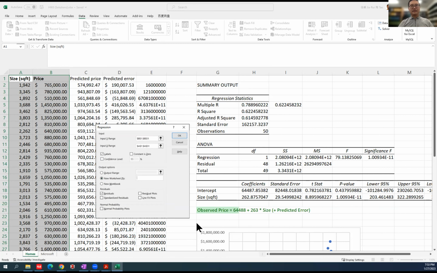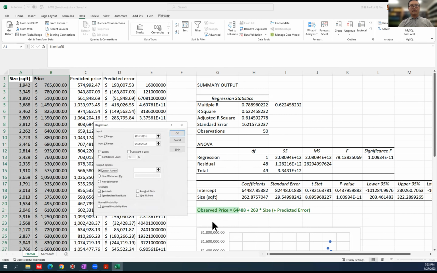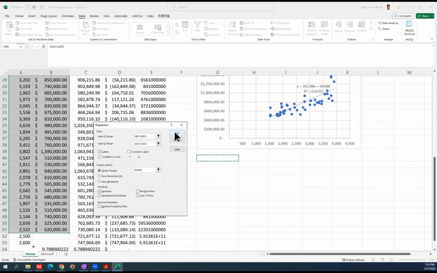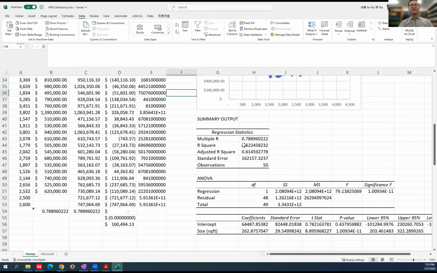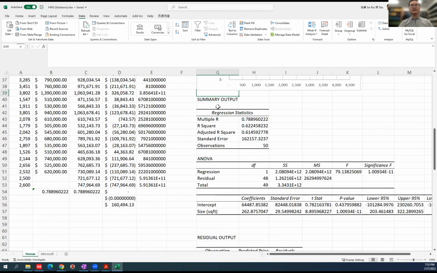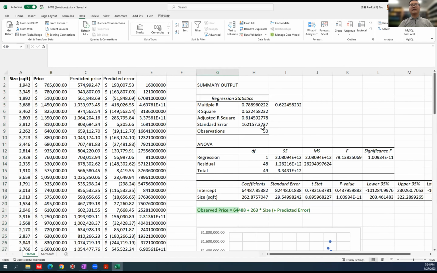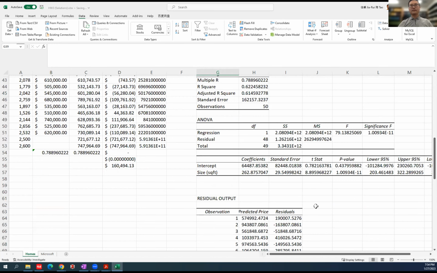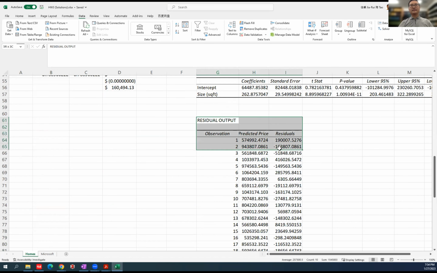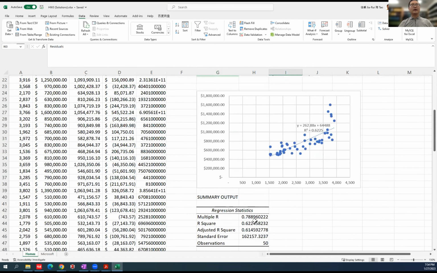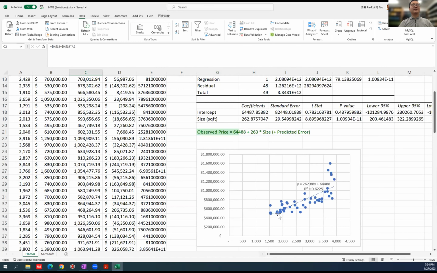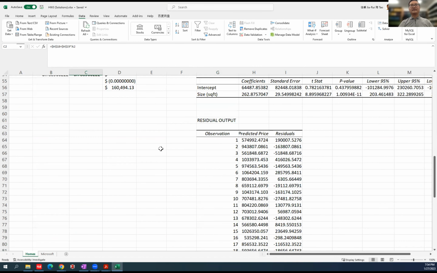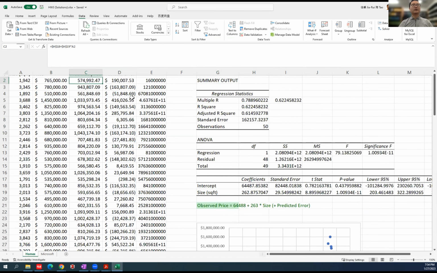So I'm going to generate another regression table on the same sheet. Okay. So as you can see, I generated another regression output, which exactly echoes what I had before. And here it gives us the predicted price and the residuals. And you can check whether they match. And here they are exactly the same. As I said, that's how the predicted price and the residuals were calculated.